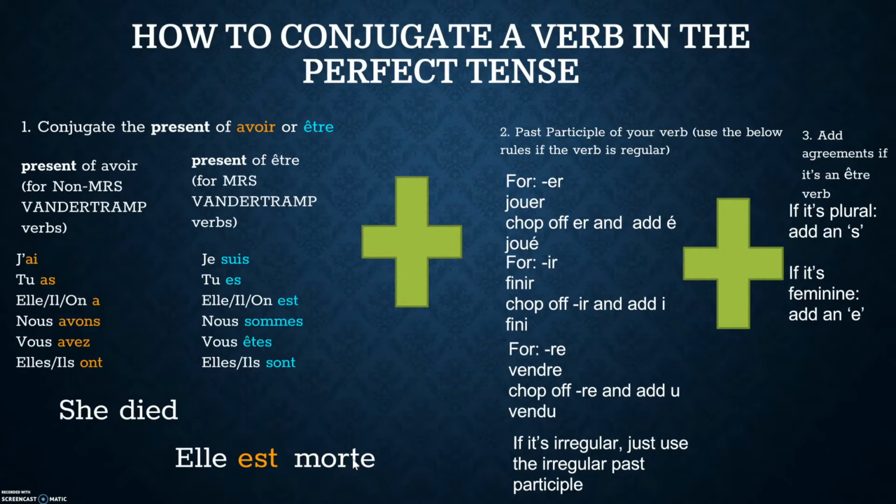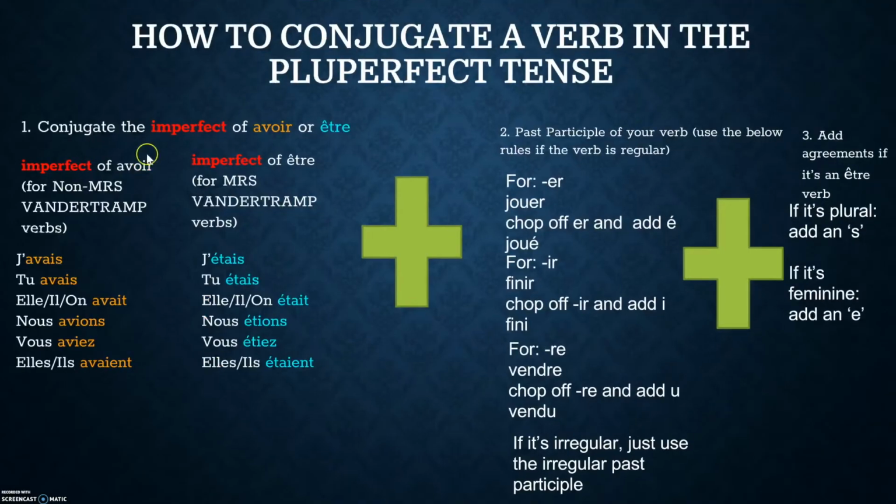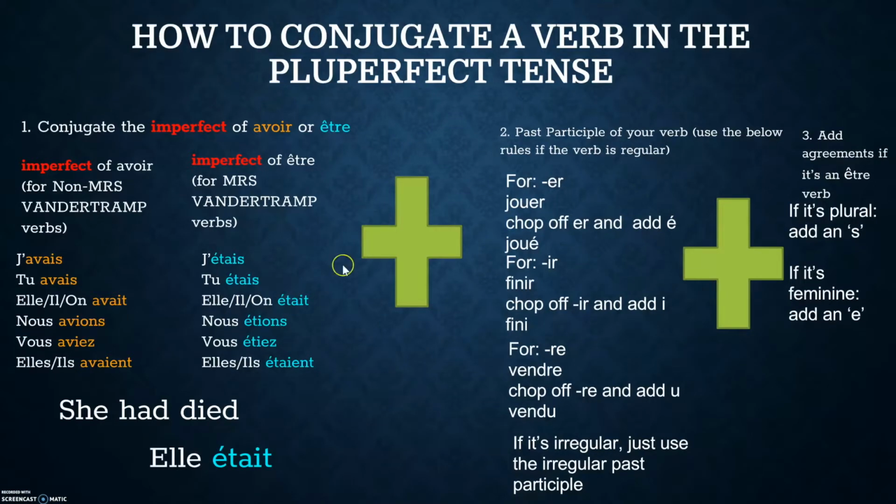So how do we conjugate a verb in the pluperfect? How does this relate to the pluperfect at all? It's the exact same as the past tense, except you're just conjugating the imperfect of avoir or être instead of the present of avoir or être. It's had and an action attached to it, so we're going to have to use the pluperfect. Mourir is the verb to die. Mourir is a Mrs. Van der Tramp verb. We're conjugating the pluperfect this time, so we're going to get the imperfect of être. The pronoun is elle, so we're going to get the elle form of the imperfect of être, which is elle était.